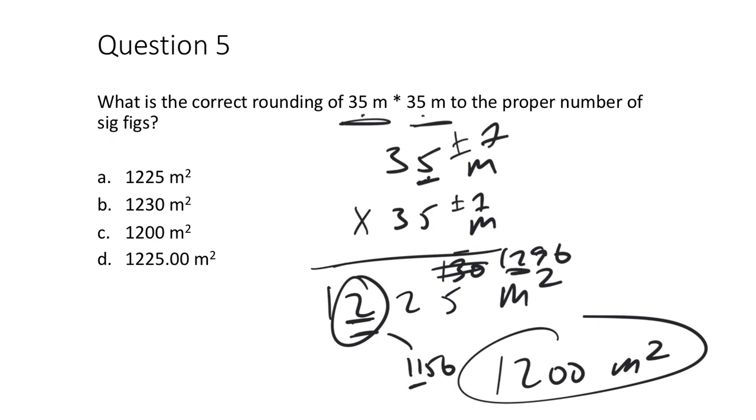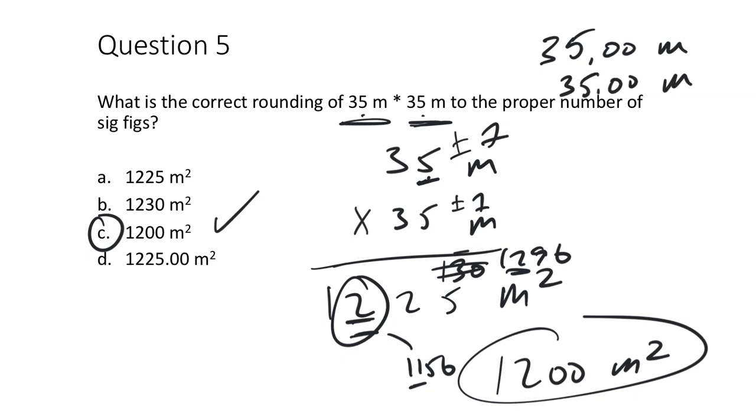So this 35 meters was inherently measured. It looks like a measured quantity, or a quantity we could measure. This is representing an ordinary lab measurement as well, so we report this value as 1200 square meters. If I wanted to be able to report 1225, I would have to have a better way of measuring the area, to be 35.00 times 35.00.